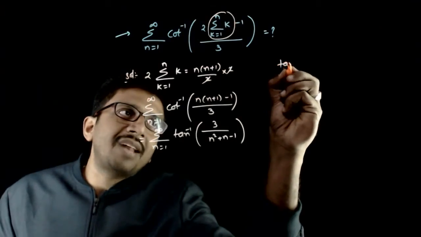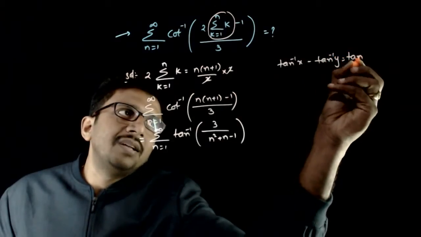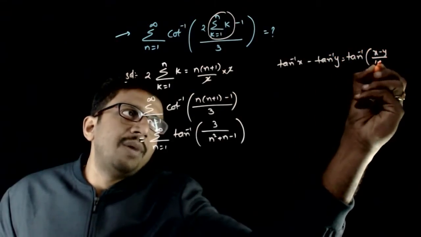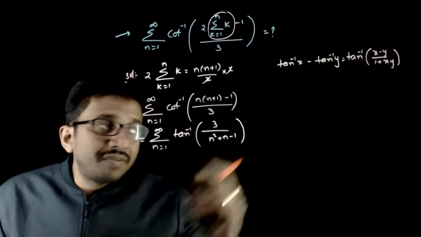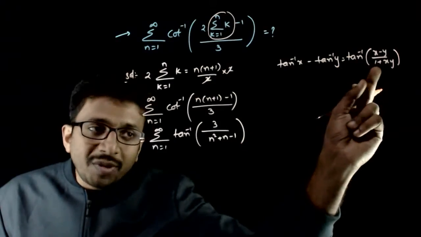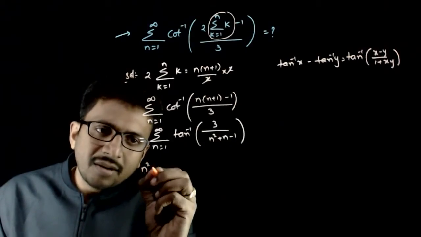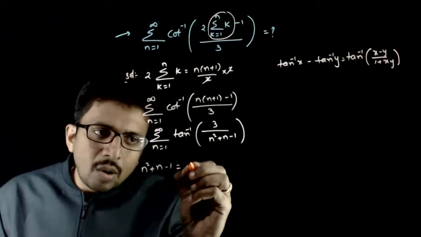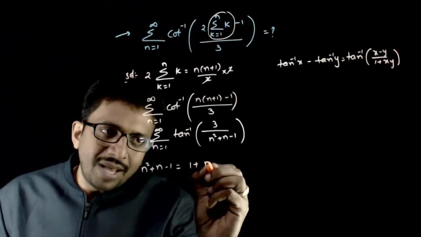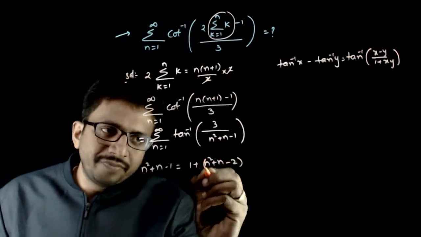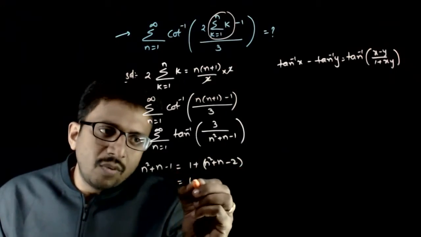So what is the formula that I have? Tan inverse of x minus tan inverse of y is equal to tan inverse of x minus y by 1 plus xy. So I'll try to convert this into this form. In the denominator I have to have 1 plus something. So I'll try to write n square plus n minus 1 as 1 plus something. What is that something? It is n square plus n minus 2, right? So n square plus n minus 1 is 1 plus n square plus n minus 2.